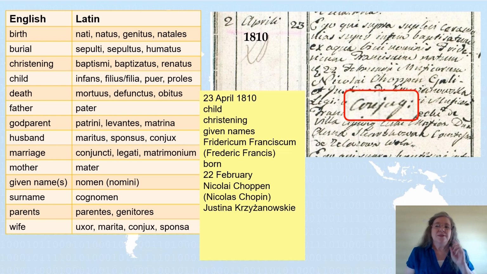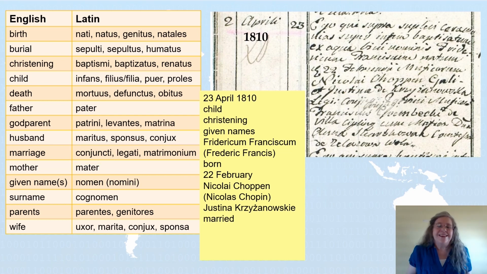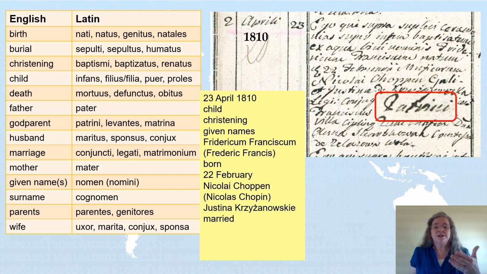Now, the colon after the word means that that word has been abbreviated. So look for a word that starts with these letters, C-O-N-J. You're right, that's marriage. So that would look like: Nikolai and Justina were legally married.